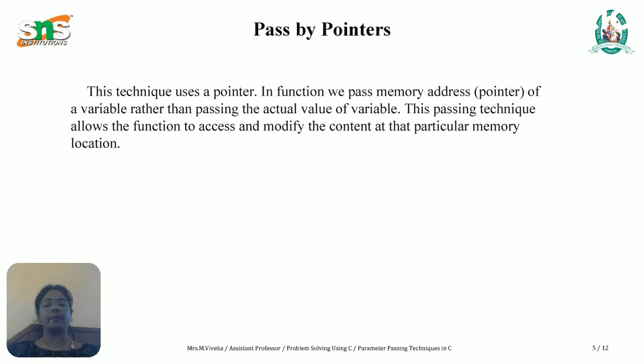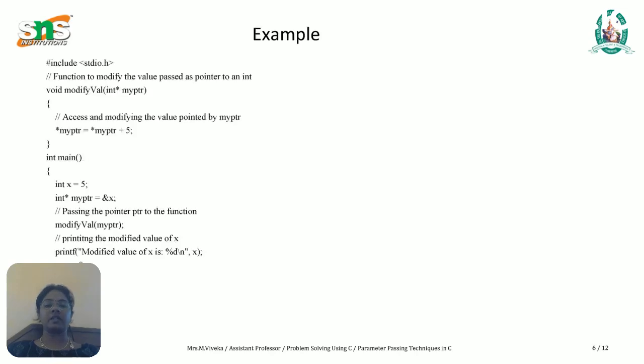Next one, pass by pointer, that means pass by reference. Here the pointer will pass the memory address of the variable, instead of the actual value of the variable. Instead of passing the actual value, we are passing the address, the same as pass by reference which we have seen in call by reference. This function is used to access and modify the content at that particular memory location. So wherever the data is located, there the original content will be changed.